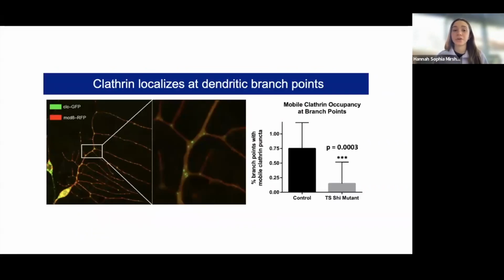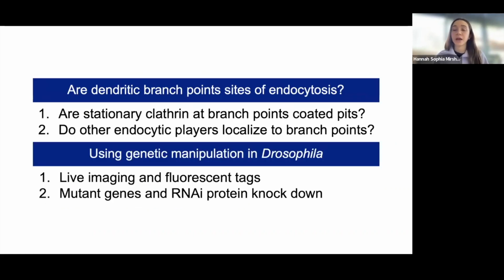Previous studies in our lab show that clathrin particularly localizes to dendritic branch points in stationary and mobile punctate forms. By temporarily blocking endocytosis using a temperature-sensitive dynamin mutant, although the localization of stationary clathrin puncta does not change, there was a great decrease in the presence of mobile clathrin puncta. And because clathrin localizes to dendritic branch points and temporarily blocking endocytosis causes changes in clathrin activity, this leads us to hypothesize that dendritic branch points are active sites of endocytosis.